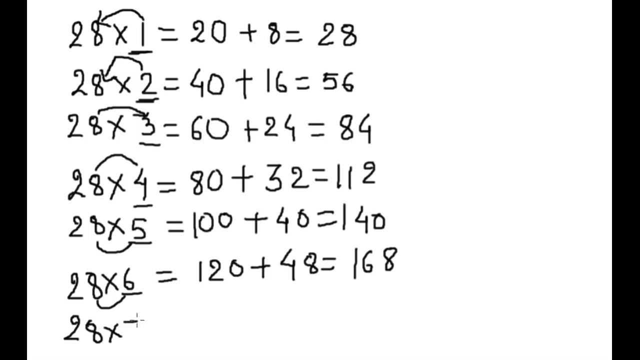28 into 7. Double of 7 is 14. Put 0 plus 7 into 8 is 56. 196.